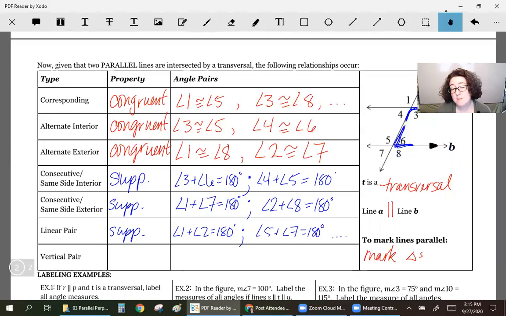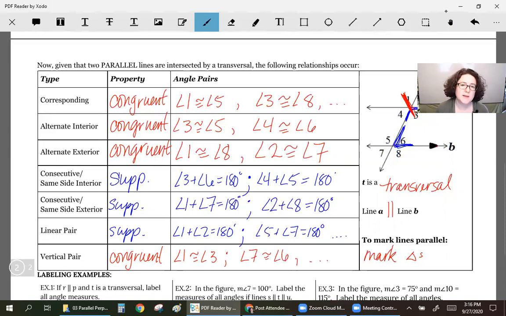Vertical pair, same thing. So don't forget from our last unit, anytime we have vertical pair or vertical angles straight across from each other, like angles 1 and 3, those are always going to have the same measure, so they are going to be congruent. So we could say angle 1 is congruent to angle 3. Let's pick one from the bottom section. We could say angle 7 is congruent to angle 6. But again, there's more pairs than we have room to list. So let's just practice real quick labeling some of these, and then we're all set.